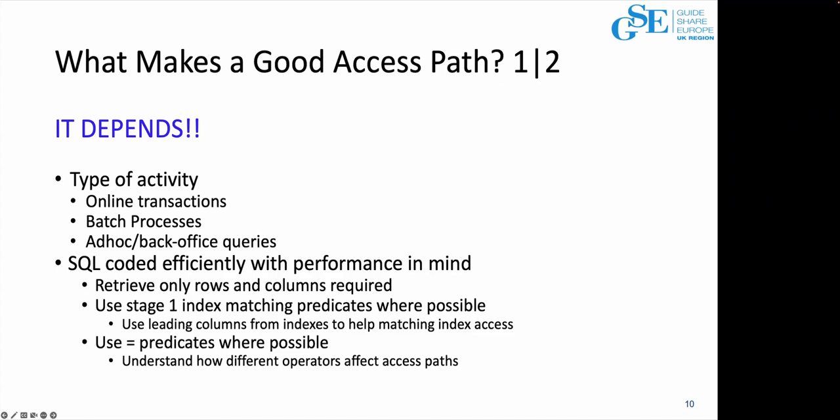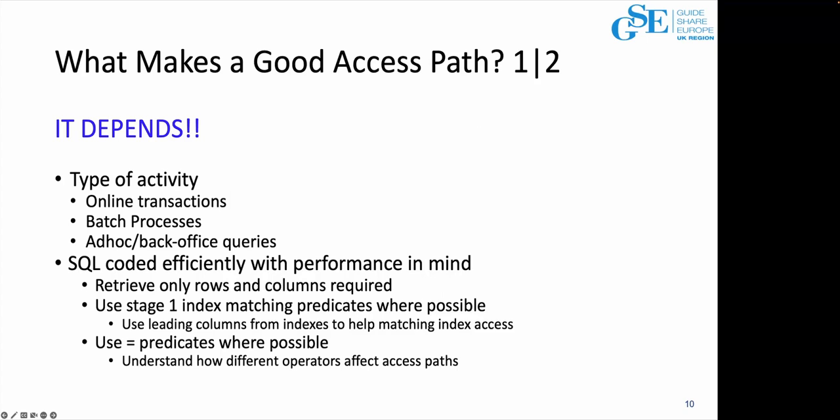We probably don't want to see table space scans for online transactions, but maybe for batch processes, it's more efficient to do that. And sometimes with ad hoc queries, we compromise on not having a perfect access path because the cost of improving the query or the access path may be far more than the cost of the CPU to just run it. And if it's a one-off, maybe that's okay.